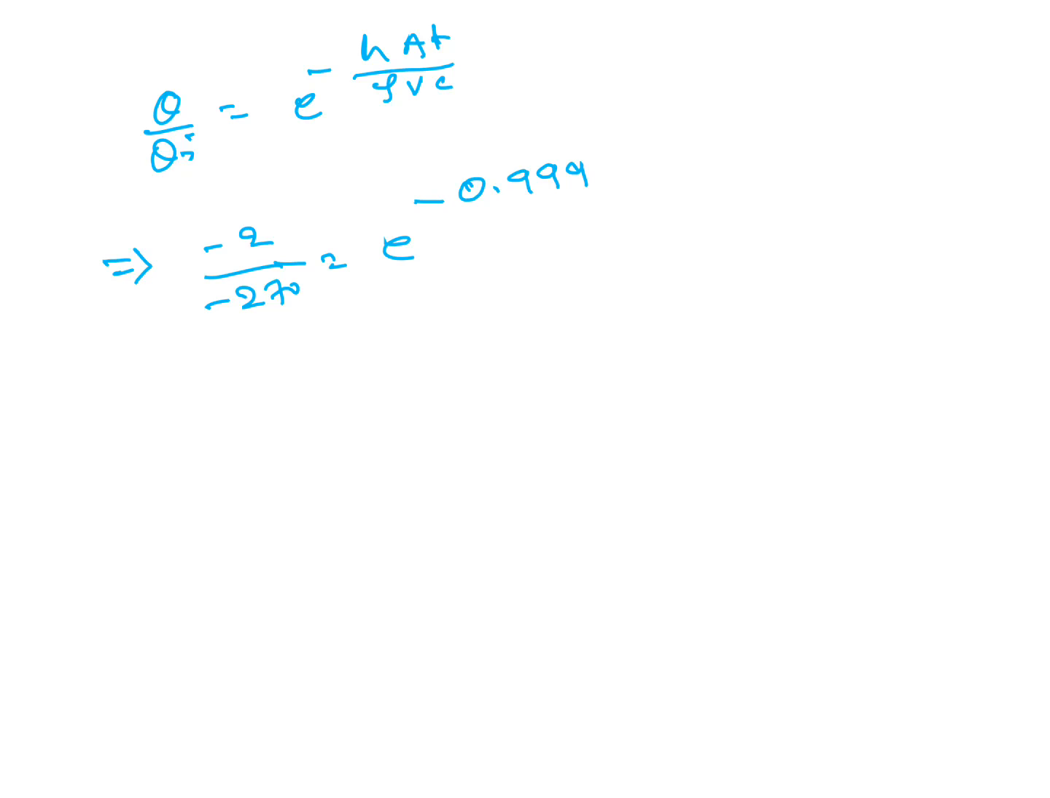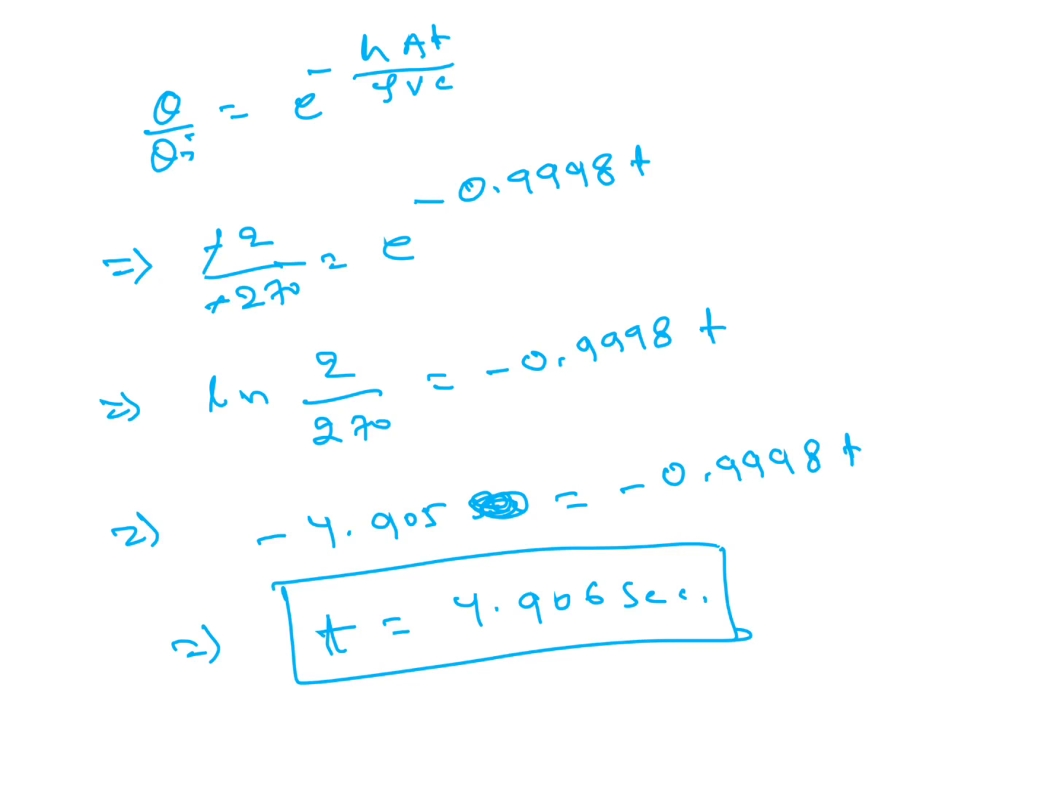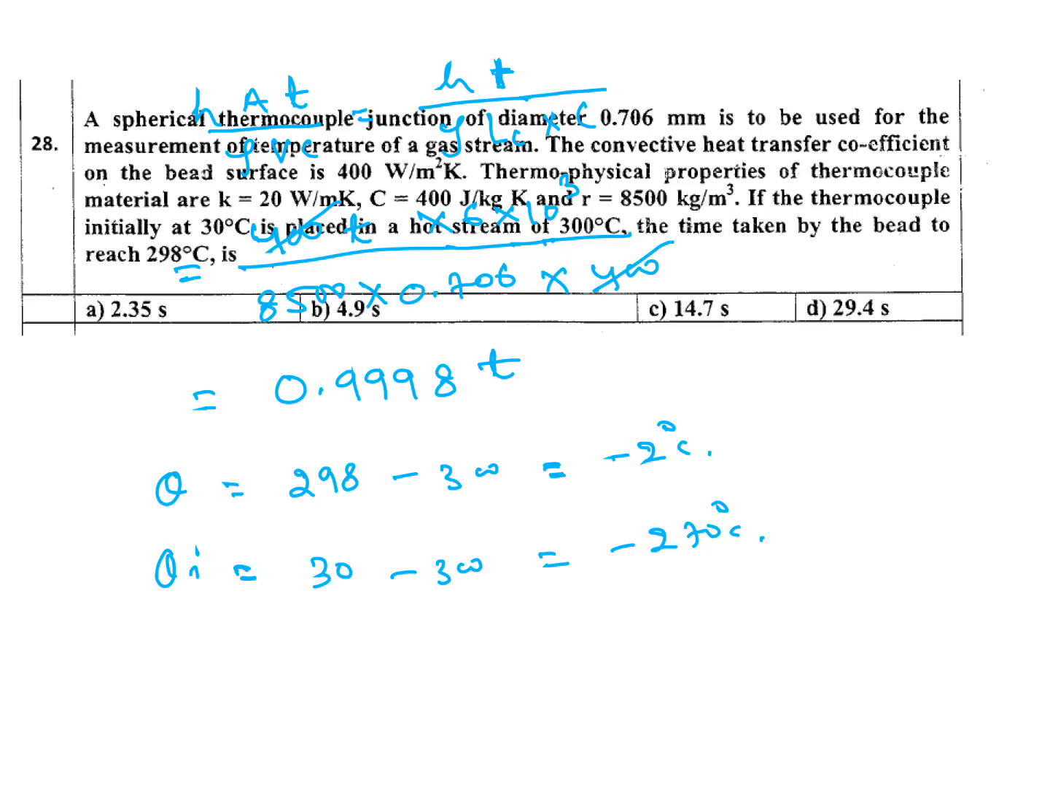0.9998 T. Take the logarithm: 2 by 270 equals minus 0.9998 T. So we'll get minus 4.905 equals minus 0.9998 T. Finally, T will be 4.906 seconds. From the options, 4.9, B is the answer.